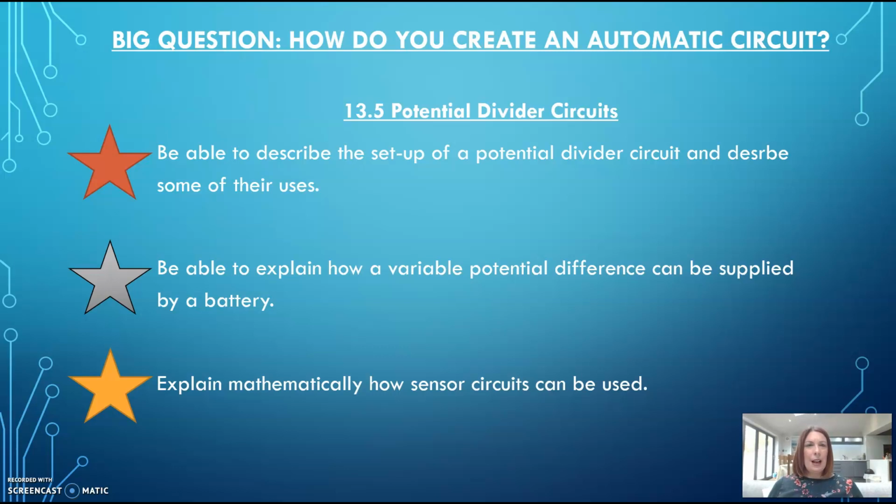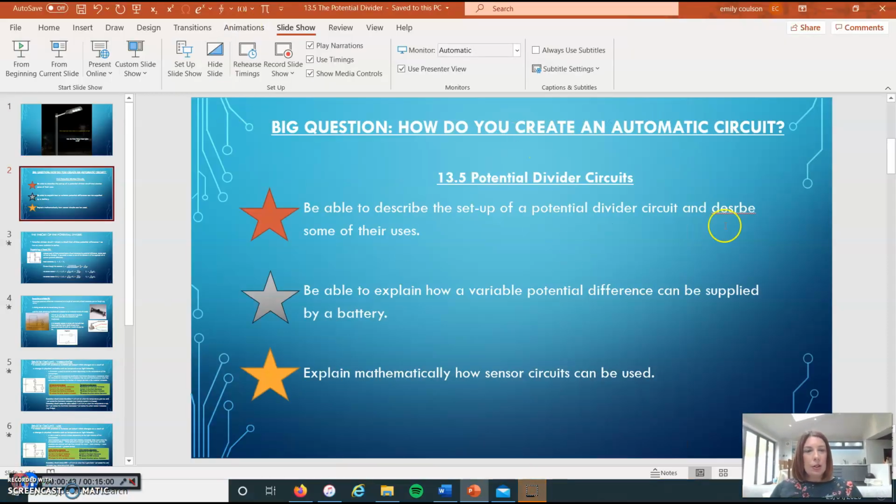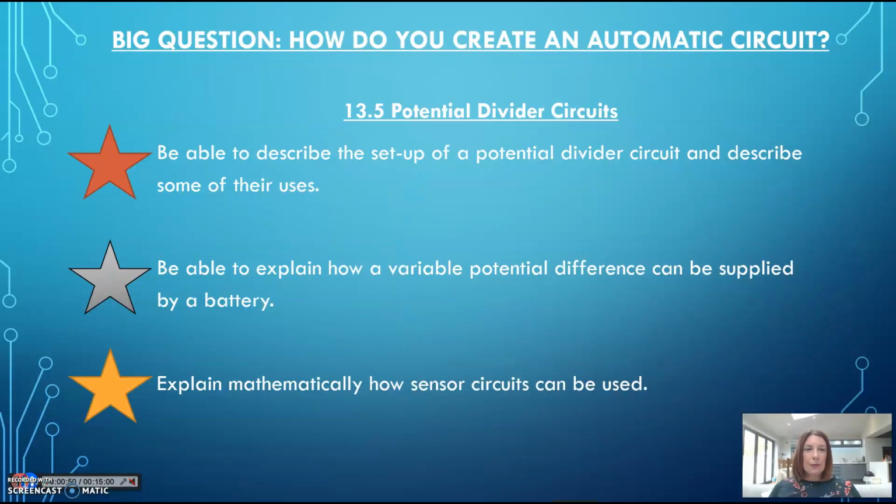Big question, how do you create an automatic circuit? 13.5 potential divider circuits. Bronze, be able to describe the setup of a potential divider circuit and describe some of their uses. Be able to explain how a variable potential difference could be supplied by a battery and explain mathematically how sensor circuits can be used.